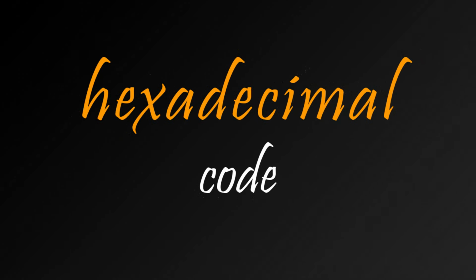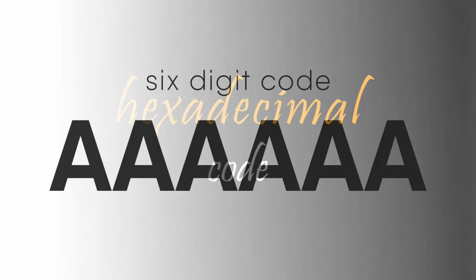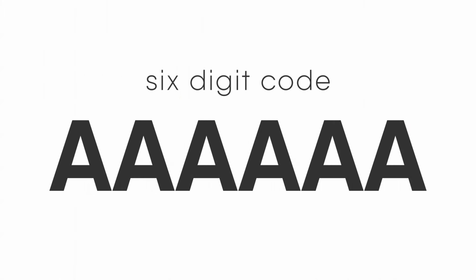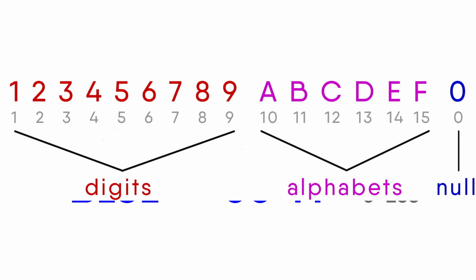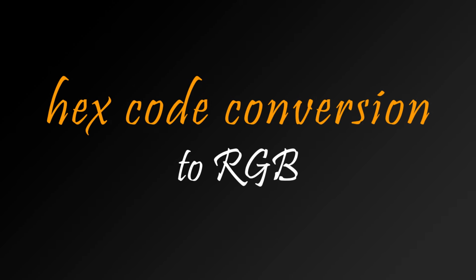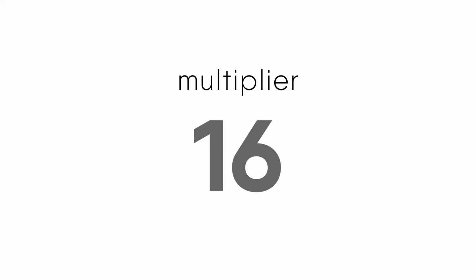Hexadecimal code. Commonly known as hex code, it is a 6-digit representation of colors used in digital formats. The first 2 digits denote the red component, the middle 2 represent green, and the last 2 represent the blue. Each pair can range from 00 to FF in hex code, corresponding to values between 0 to 255 of the RGB model. Hex code uses 16 symbols. The digits 1 to 9 represent themselves, while A to F represent values from 10 to 15, and 0 stands for null.